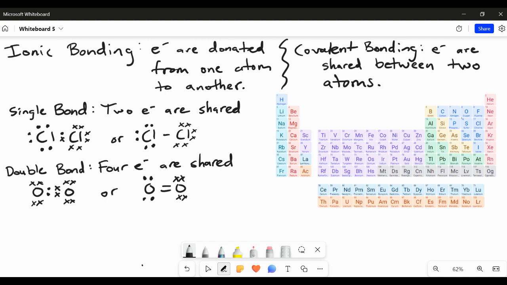Okay. And lastly, there are triple bonds. And unsurprisingly, triple bonds are when 6 electrons are shared. So an example of this would be nitrogen bonding with nitrogen.